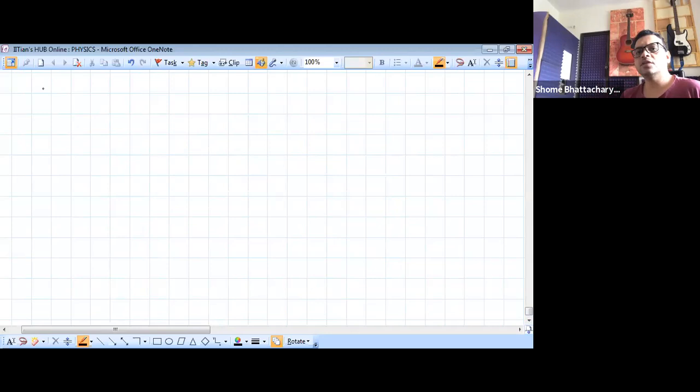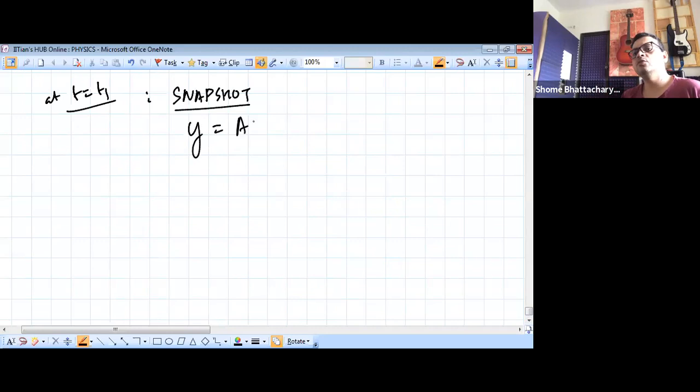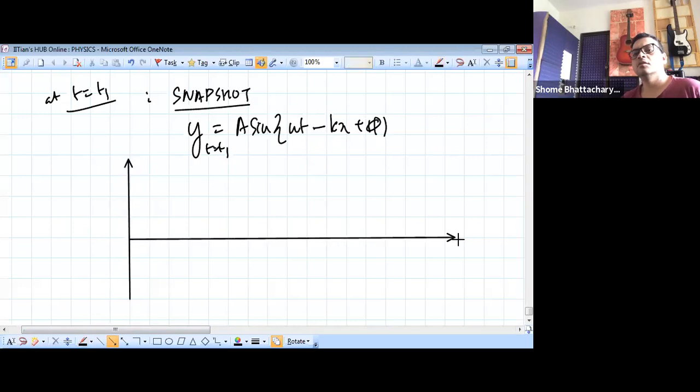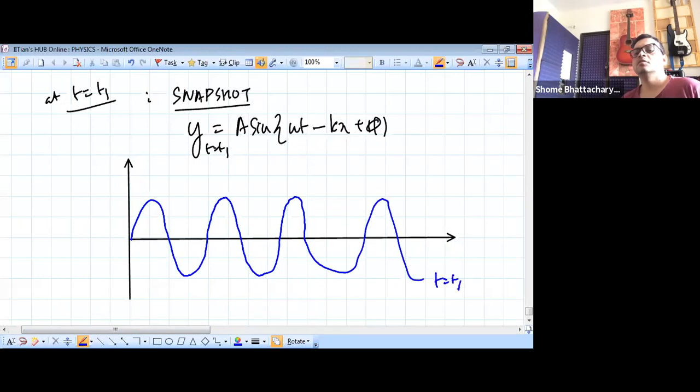Okay. So if you look at t equal to t1, you look at the snapshot of the wave y equal to A sine(omega t plus or minus kx). In fact, let's take this case where it's propagating in the positive direction, so this is minus, and this is at some t equal to t1. Let's say the snapshot picture at this moment of time is represented by this. So this is at some time t1.